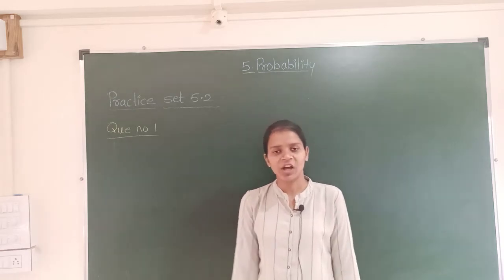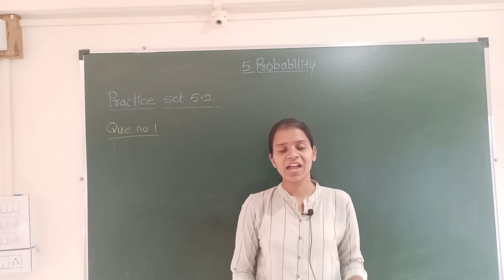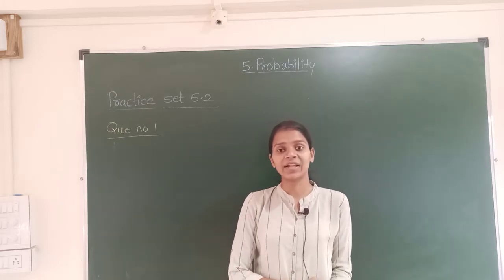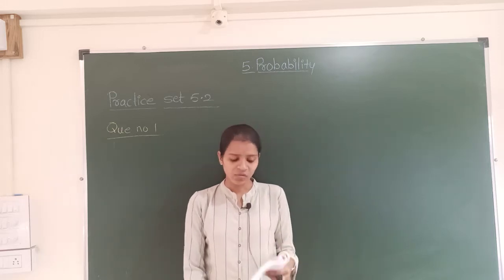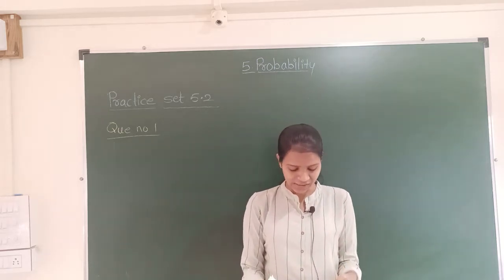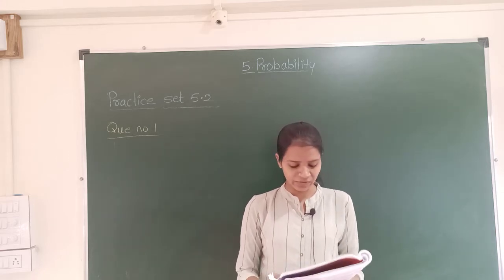We are learning your algebra chapter probability. In the previous video lecture we have seen some examples of random experiment of finite sample space. I hope you remember. Now today we will start with our practice set 5.2. Question number first I am reading. It's on page number 117.